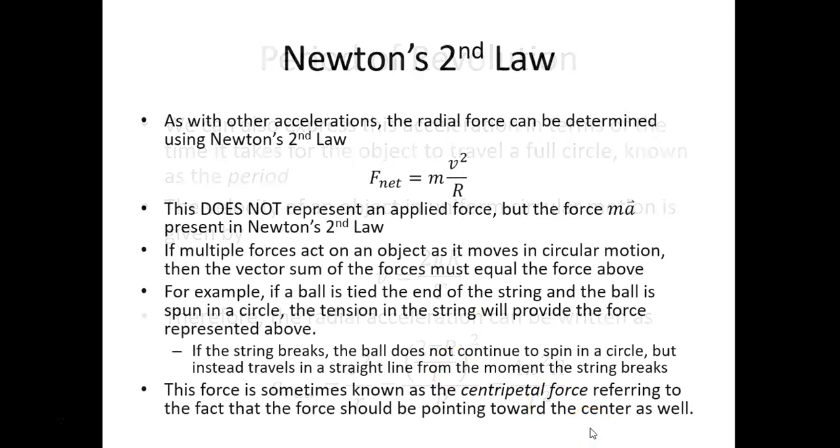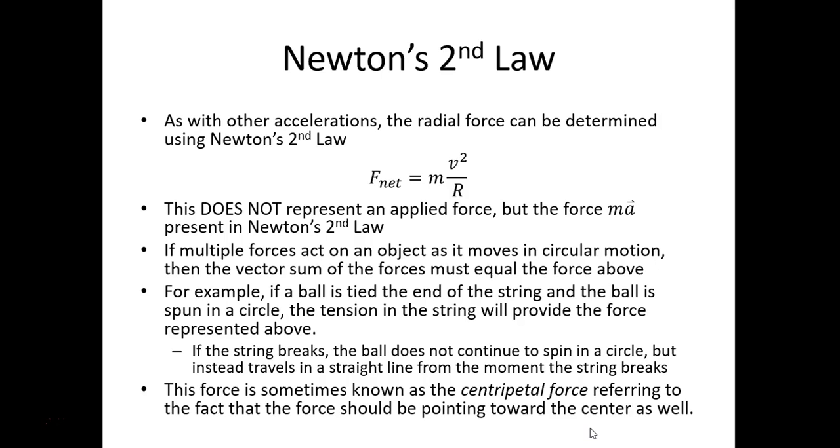As with other accelerations, the radial force can be determined using Newton's second law. Now this is not an applied force, where something's pulling on it necessarily, but it is the force that's equal to the mass times the acceleration of Newton's laws. So for example, if we know that something's moving in circular motion and we know that something's pulling on it, the pulling force is going to be the sum of the forces. And then the equals ma part is the equals mv squared over r part. That's the major difference here, is that when we talk about uniform circular motion, it's equal ma, but that ma is equal to mv squared over r.